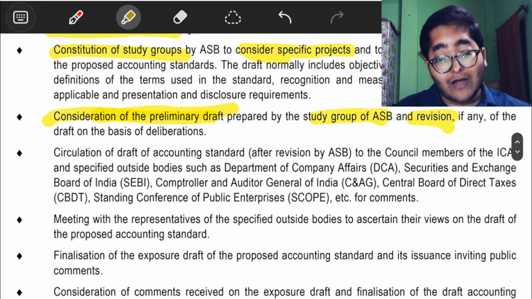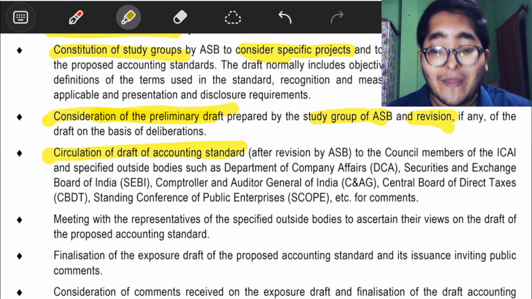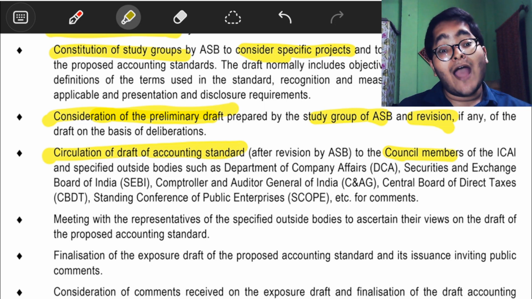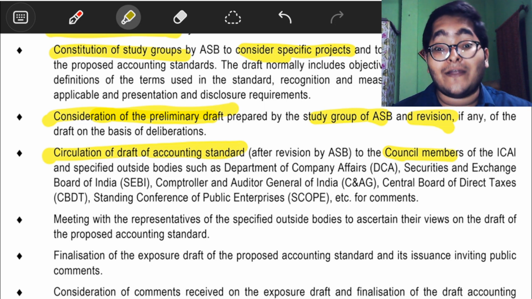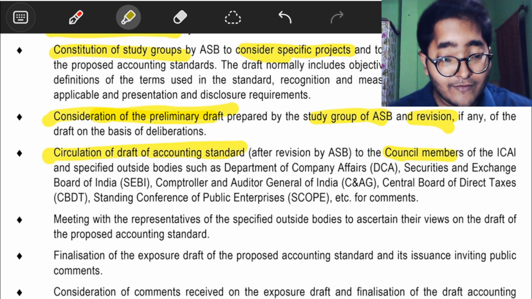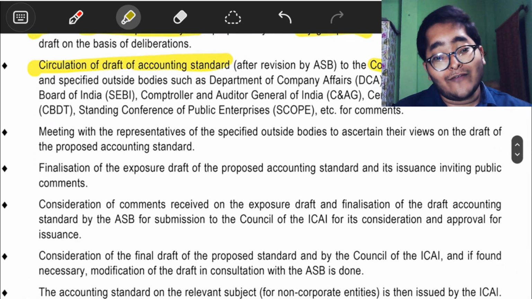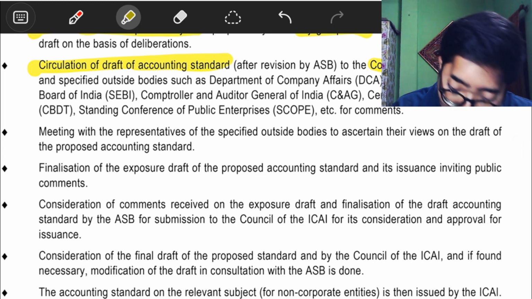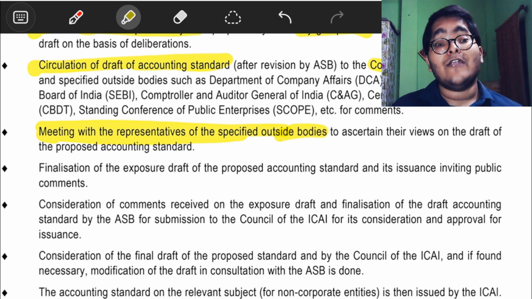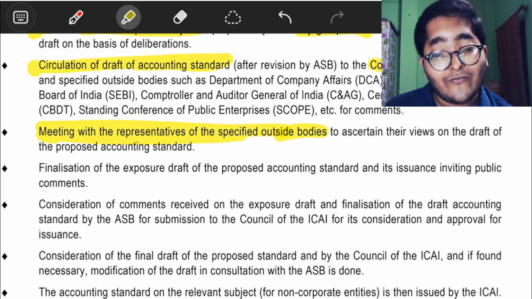Circulation of draft of accounting standard. The draft of accounting standard is circulated among different members, the council members of ICAI, and specified outside bodies such as the Department of Company Affairs, Securities and Exchange Board of India, etc. The next step is meeting with the representatives of the specified outside bodies. The representatives of the specified outside bodies hold a meeting to discuss the shortcomings or the modifications that can be made to the draft accounting standard.